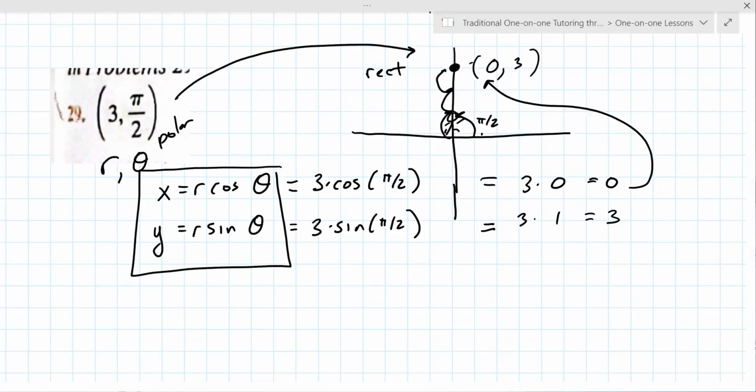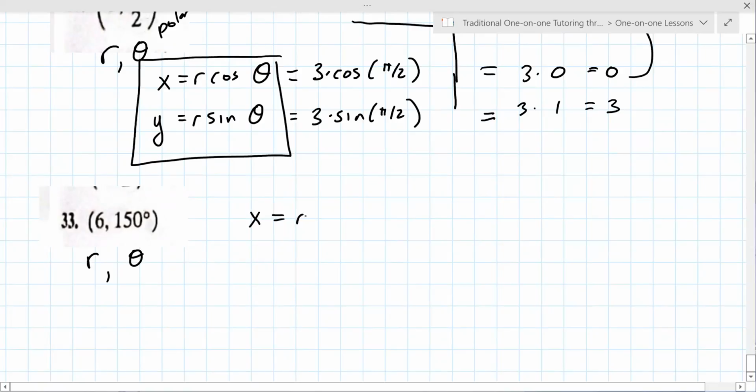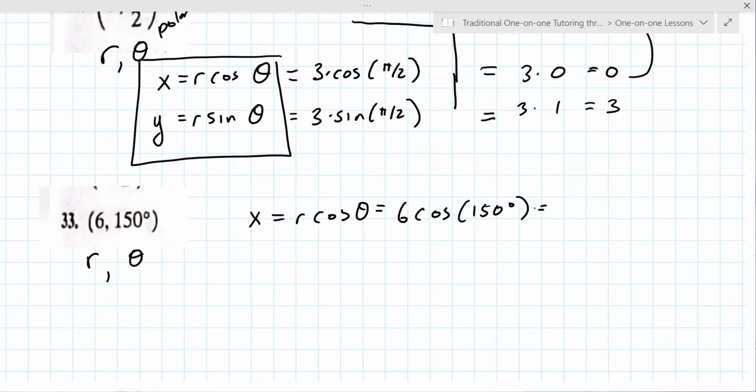So let's look at one more real quick here. The lessons are 50 minutes, just as a reminder, so we're getting down to the end. In this new problem, here's R, here's theta, and we're going to use those formulas again. X equals R cosine theta, 6 times the cosine of 150 degrees. So yet again, you've got to know your unit circle. You've got to know what the cosine of 150 degrees is. It doesn't matter to me if you're looking at it up on the table, but you've got to know that value.